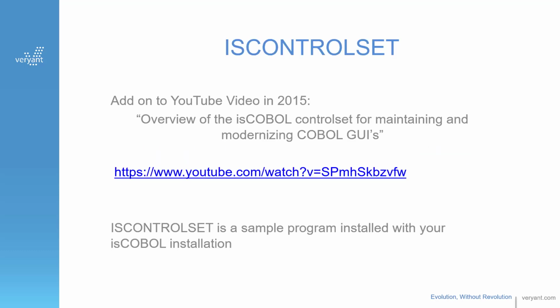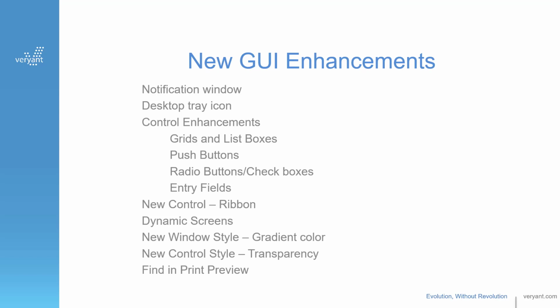Hello. An earlier video in 2015 covered many of the graphical user interface capabilities of isCOBOL. In this video, I will show you the newest GUI options that have been added since that video was made. Almost all of our controls features are used in our sample program called isControlSet. There are a couple of new screen additions, a notification window, and an icon in the Windows tray.